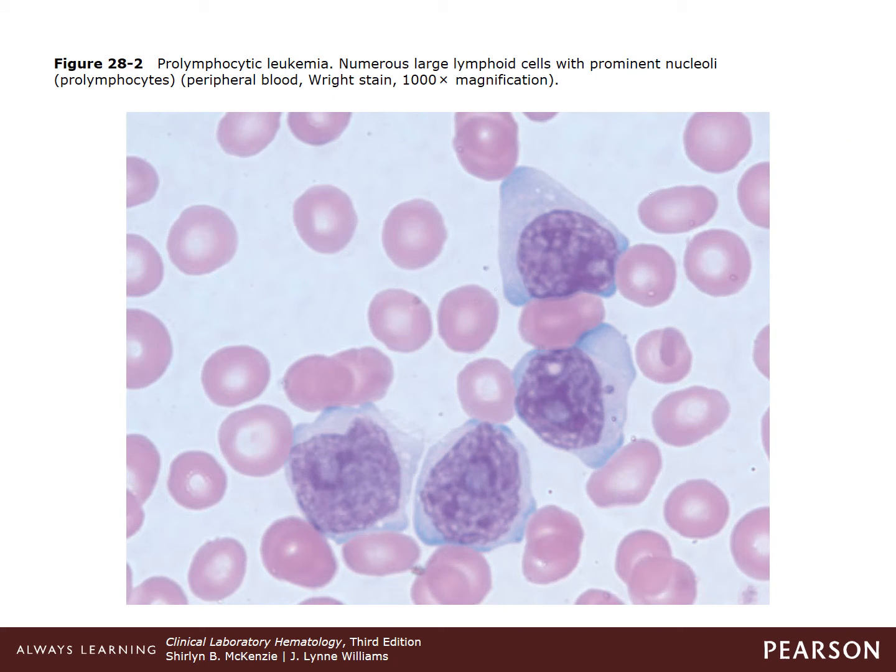So here the neoplastic cells have a characteristic appearance. They have a very large to moderate amount of pale basophilic cytoplasm, moderately condensed chromatin, and a single prominent nucleolus. Now, in this condition, prolymphocytes can take up more than 55% of the cells seen in the peripheral smear.